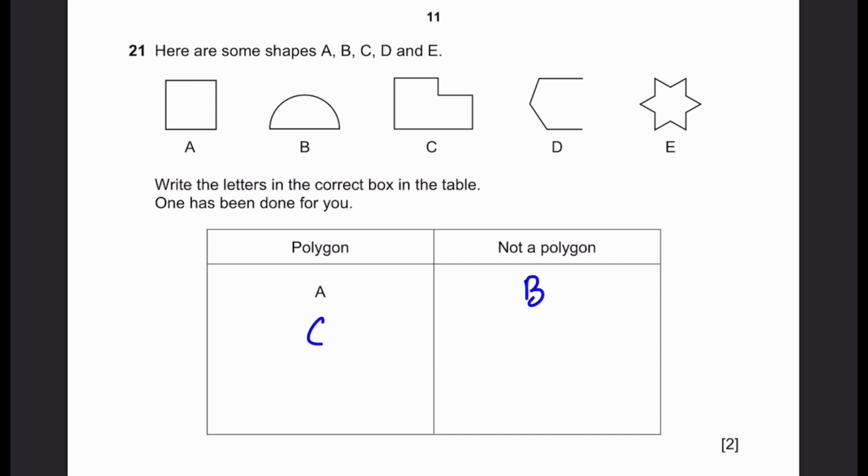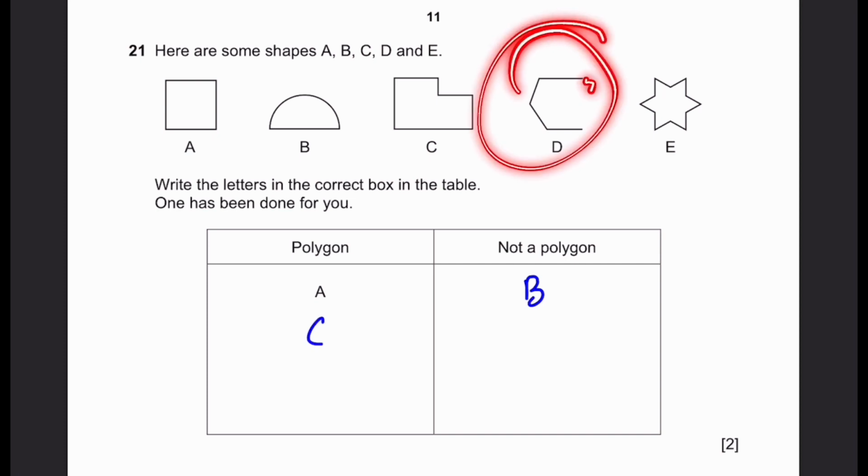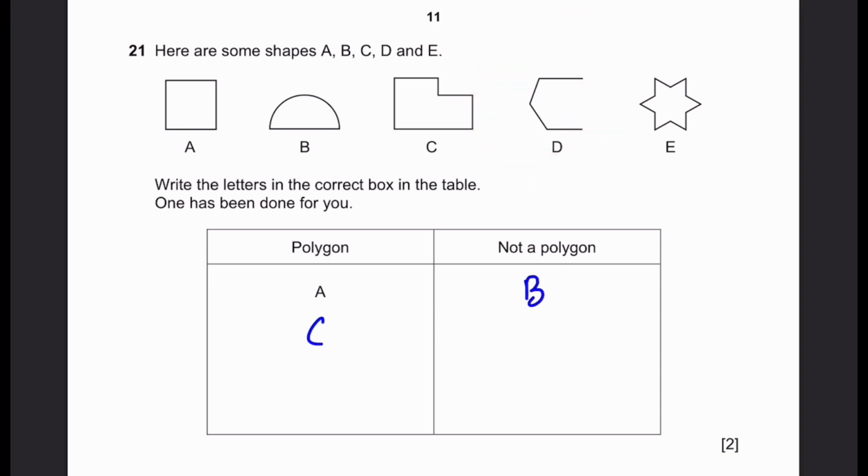D, first thing we can see, this is not closed. There's no line over here to connect it. That means it's not a polygon. And E is a star, which has no curved lines and it's closed. So it is a polygon.